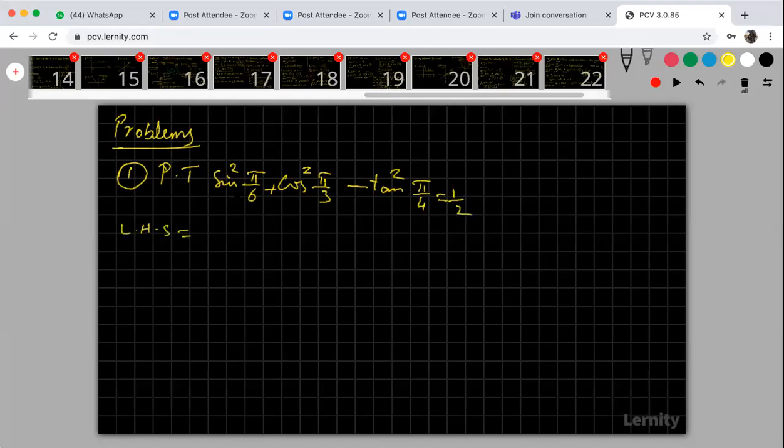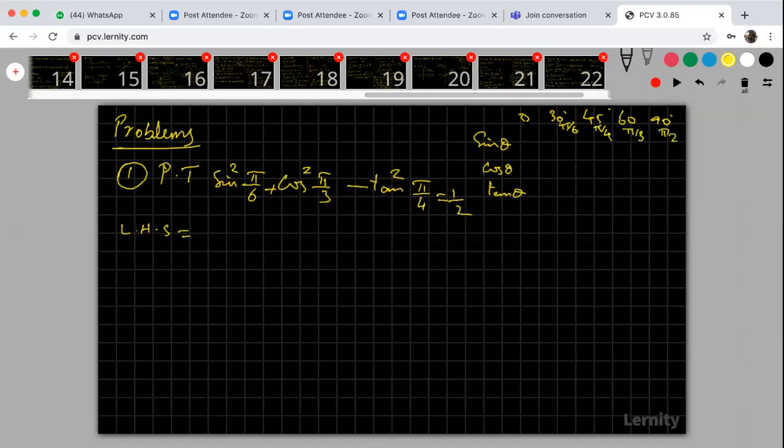What is the left hand side? My left hand side is sine square of pi by 6. What is the sine pi by 6 value? We have already given the table. What is the table? Sine theta, cos theta, tan theta, for 0, 30, 45, 60, 90. That means this is your pi by 6, this is your pi by 4, this is your pi by 3, this is your pi by 2.